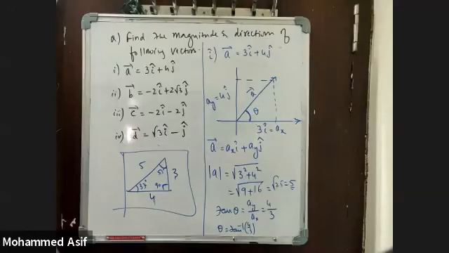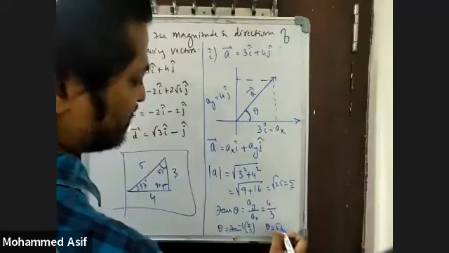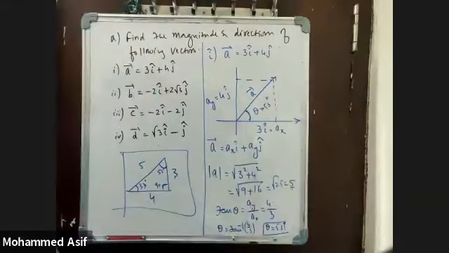4 by 3 means 37 degrees? Yes, sir. 53 degrees, sir. Oh, 53 degrees. Yes, 4 by 3 I have taken right now here. So this will be equal to 53. That means theta is equals to 53 degrees.